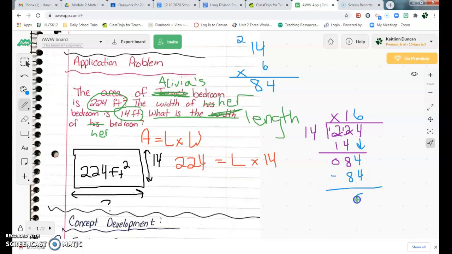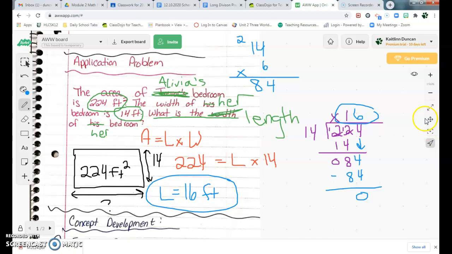Subtract it, I'm going to get 0. Okay? So that tells me that the length of Olivia's bedroom is 16 feet. So I can say the length is 16 feet. And circle that right there. Boom. All right. That is the warm-up application problem that we had this morning. Again, more reverse area problems, if you want to think of it that way.